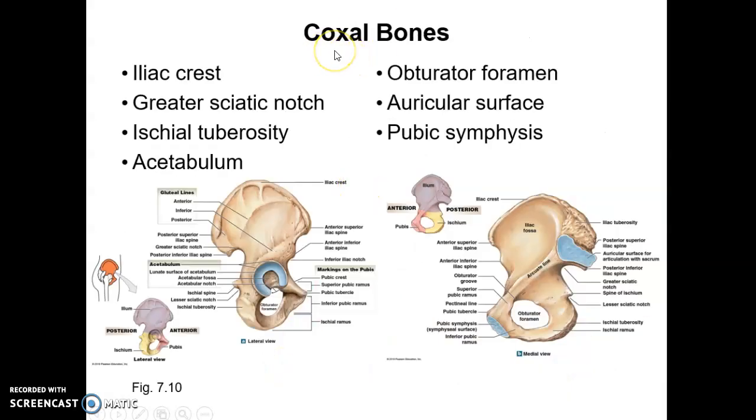Okay, so some of the structures on our hip bones, coxal bones: the iliac crest on the ilium, which you can feel. You rest your hands on your hips, that's you contacting the iliac crest. There's the greater sciatic notch here. Notice that big depression, this big notch. That's the route for the sciatic nerve. Ischial tuberosity at the bottom of the ischium here. That's what you're sitting on if you're sitting down. It holds the weight of your body when you're sitting down.